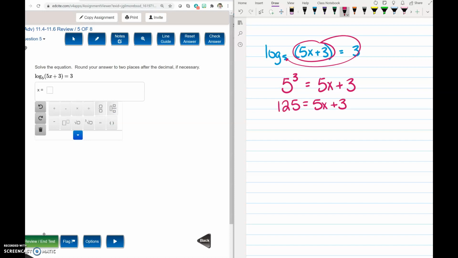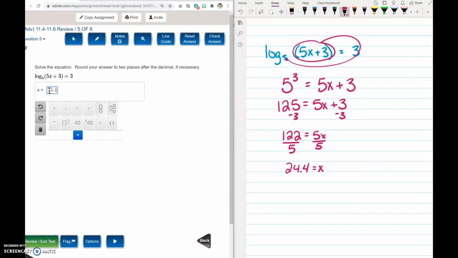Then this is a two-step equation. You subtract 3 on both sides. 125 minus 3 is 122. And yes, this is going to end up giving us a decimal, so then we divide by 5 to get 24.4. So x equals 24.4.